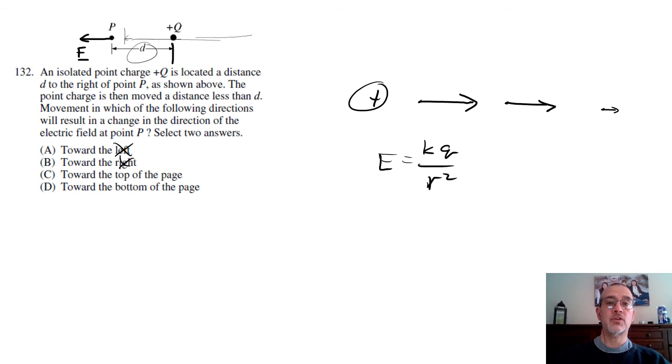But if I were to move the charge down or up, then if I move it up, then my electric field is going to be in that direction. If I moved it down, the electric field would be up in this direction. So both of those would change the direction of the electric field, towards the top or towards the bottom of the page.